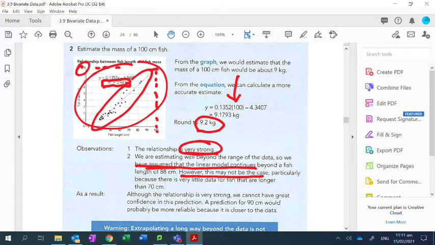Particularly as there's very little data for fish that are longer. So if you look up here, it's almost blank, isn't it? So there's really not much to go by. Okay? All right. Although the relationship is very strong, we cannot have a great confidence in this prediction. A prediction of 90 centimeters will probably be more reliable because it's closer to the data.